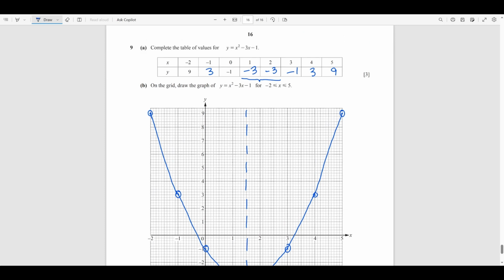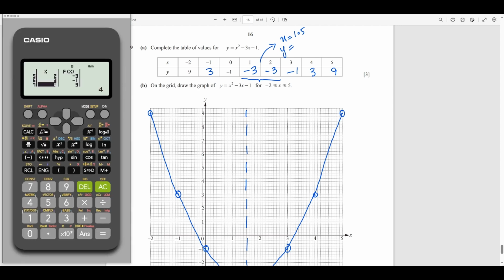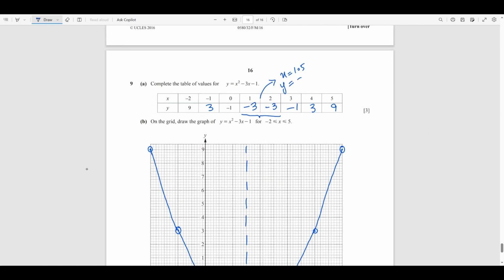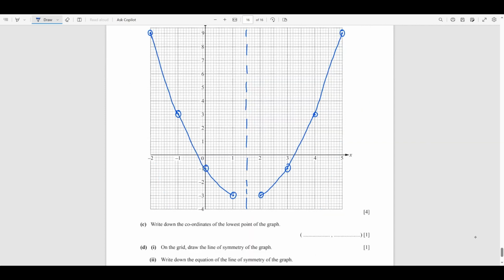So what we are going to do is, while plotting, we don't have to do it in the table actually for part A, but only for plotting for part B, right? So for plotting of part B, we have to see where x is 1.5. So we need to calculate the value of y where x is 1.5, right? So 1.5 squared minus 3 times 1.5 minus 1 gives me -3.25. So this is roughly where it's going to be, -3.25. I'm going to connect it with a smooth curve.